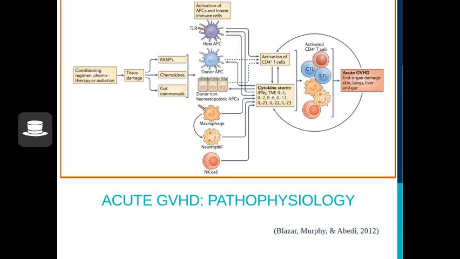Finally, the effector T cells, natural killer cells, macrophages, and pro-inflammatory cytokines, such as tumor necrosis factor, result in end organ damage, which is clinically recognized as acute GVHD in the skin, lungs, gut, and liver. The resulting tissue damage, if not treated, will further amplify the process to more severe stages of GVHD pathology.